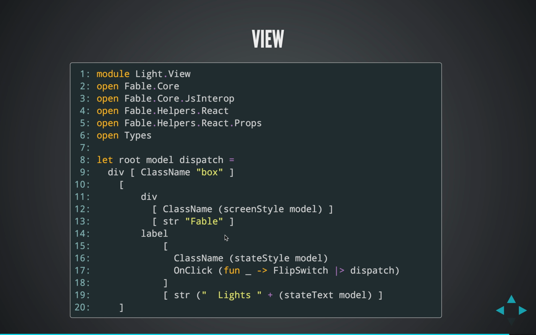A view, the view is again very simple. We just have some functions that act as HTML tags, and we just have this string that says Fable, and when the model changes, it gets rendered differently because there's a style function that affects the model.